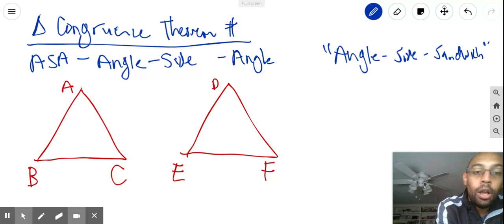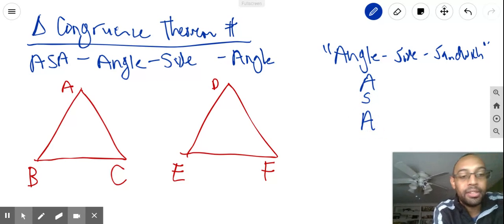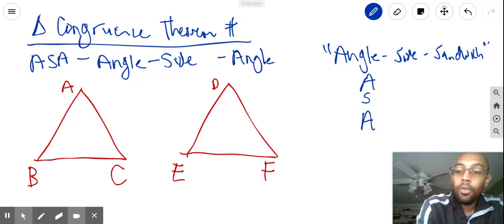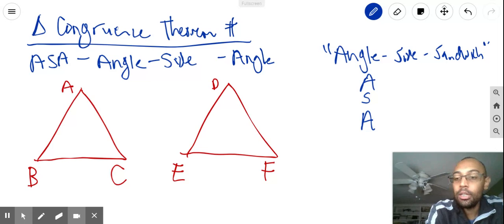Okay, because now I'm given two angles and then sandwiched between them is a side. So that will be the following situation. Let's say I tell you angle C is congruent to angle F, angle B is congruent to angle E, and then in between those two angles, I know CB and FE are congruent.